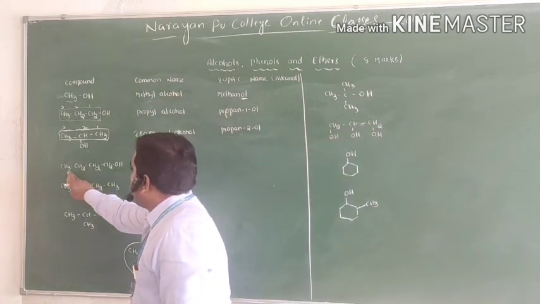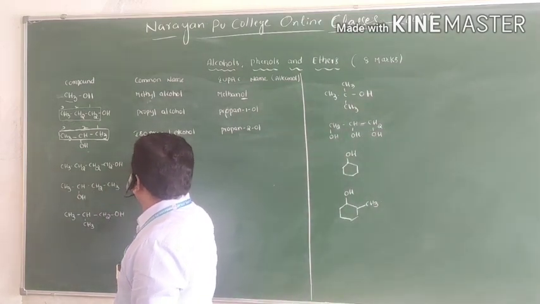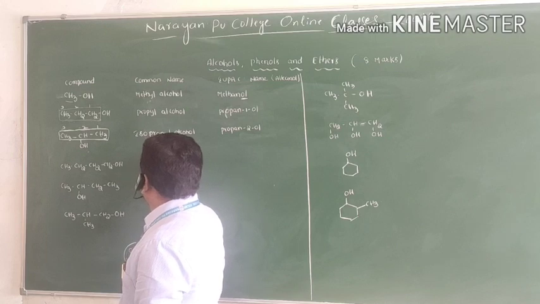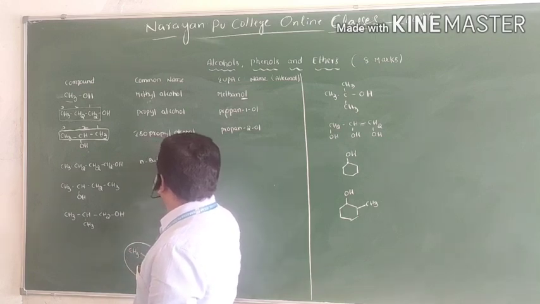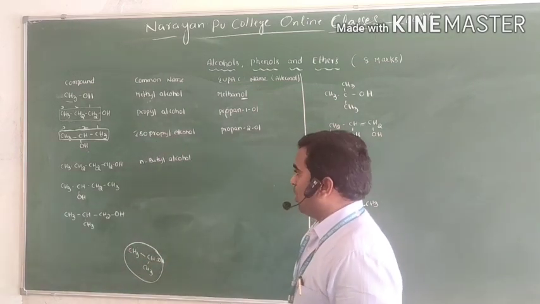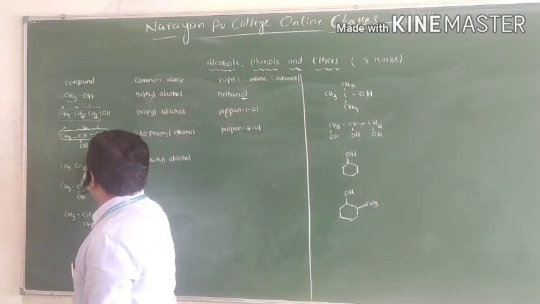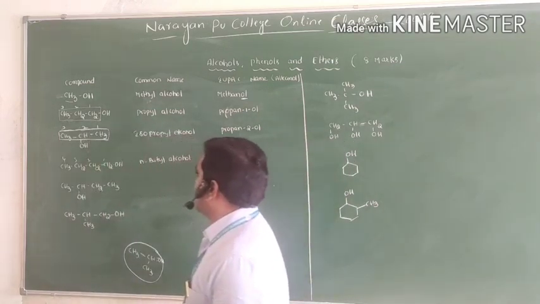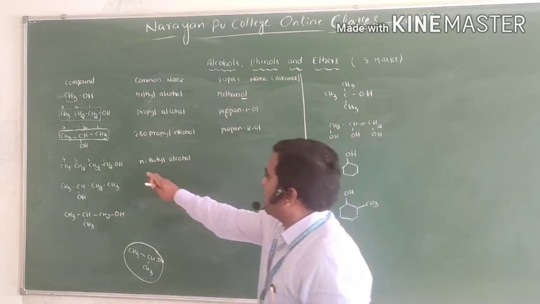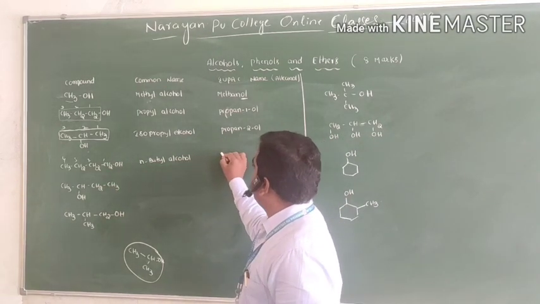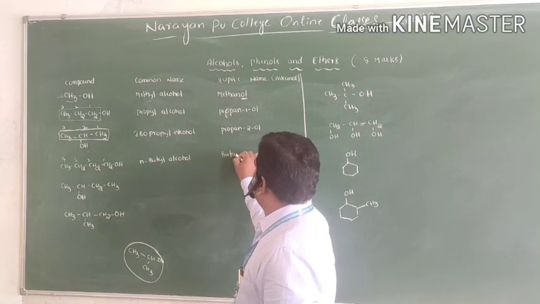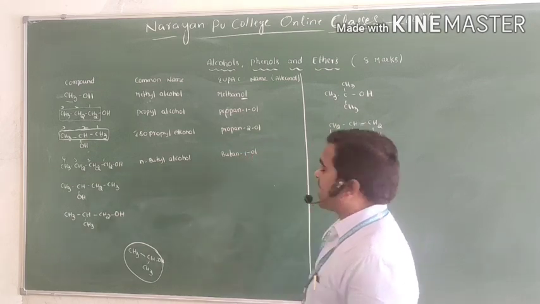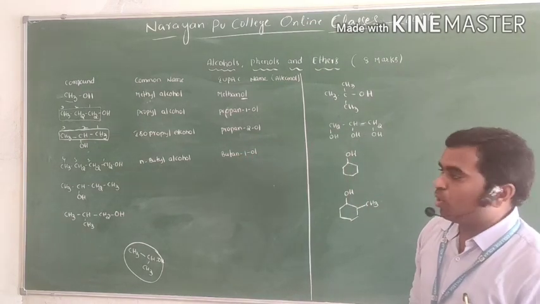In the same way, here 4 carbon atoms are there, we will call it n-butyl alcohol. With 4 carbon atoms, give the numbering 1, 2, 3, 4. The OH-attached carbon should get 1. So it is butane 1-ol, or you can write butanol also, no problem.